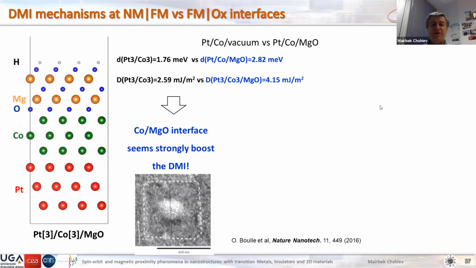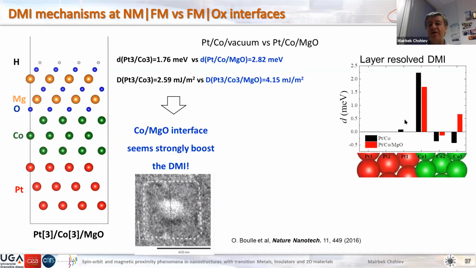So what about now going to interfaces with the oxides? The first example I show you is my colleague Olivier Boulle, who is also at Spintech. He was asking, can you actually compare DMI in platinum-cobalt and platinum-cobalt-MgO? Because he was observing very nice skyrmions at room temperature in this structure. And we compared the values, and indeed we found that platinum-cobalt-MgO is giving you quite a significant boost. It means that the cobalt-MgO interface is also providing you the Dzyaloshinskii-Moriya interaction.